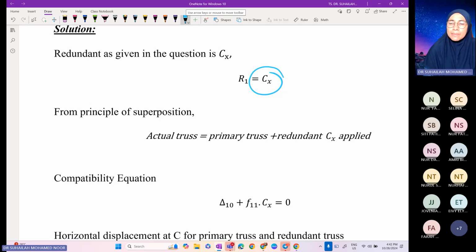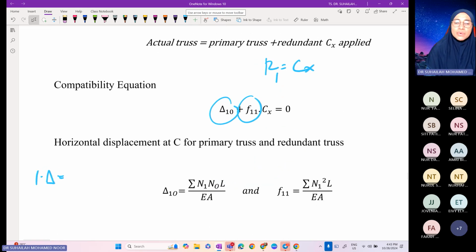Okay, so in primary thrust and in redundant thrust, there will be displacement delta 1 node and F11, same as the previous beam and frame. Delta 1 node and F11. That R is CX, right? We don't want to use C, we use 1. Okay, we can use the symbol 1, so we change all to symbol 1. So, delta 1 node plus F11 times the redundant CX is equal to 0. This is the compatibility equation.